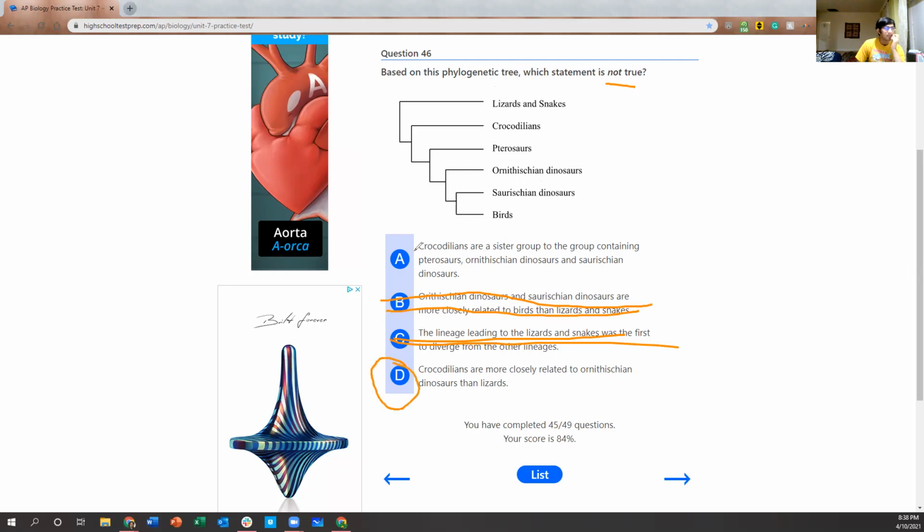How is this true? Let's see. Crocodilians are a sister group to the group containing the pterosaurs. That would make sense, so we could eliminate this one because that is true. The answer choice would be D, that's correct.